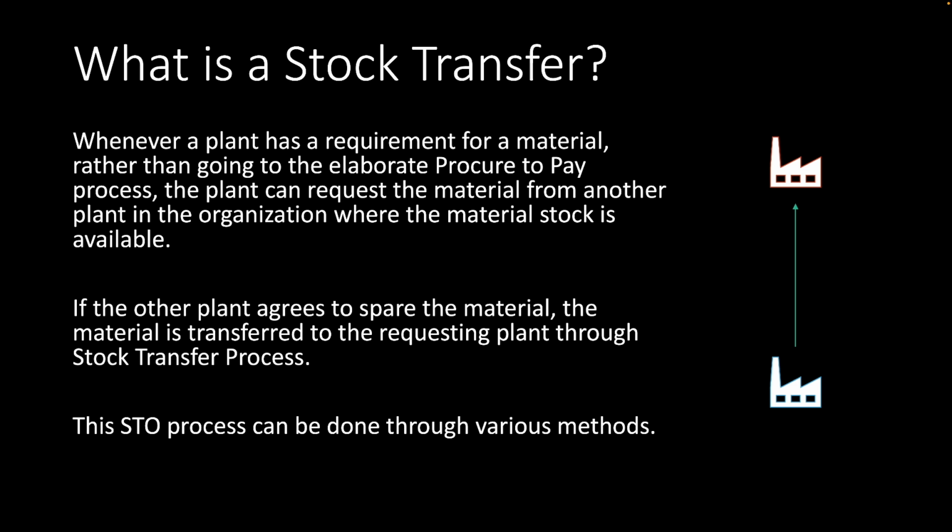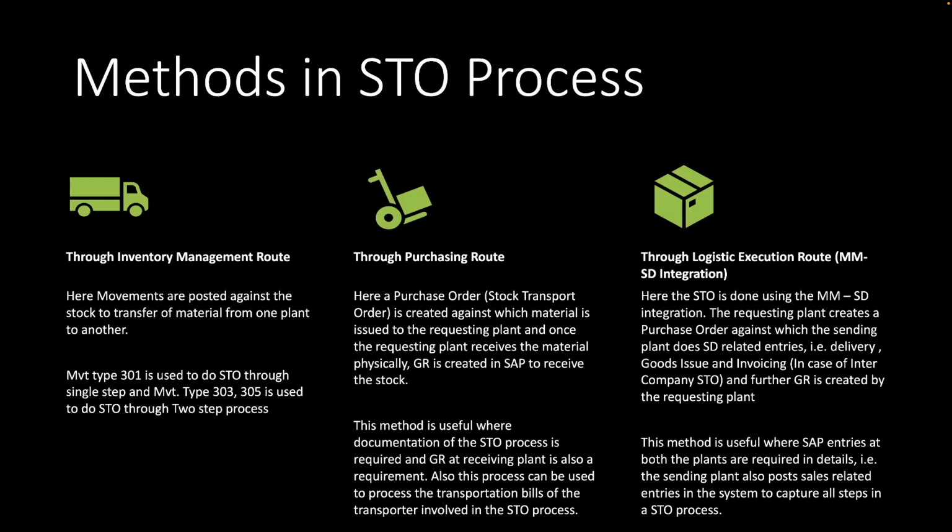Now there are various methods through which you can do this stock transfer process. So basically you have three methods. One is through inventory management route, then you have through purchasing route, and then you have through logistic execution route, that is MM and SD integration. So in the inventory management route, what you do is you simply post movement of material in SAP and the stock gets transferred. That is, you have specific movement types through which you will transfer the stock from one plant to another. Now, if you want to do in one step, then you have movement type 301. If you want to do in two steps, then you have movement type 303 and 305. We'll be discussing this step in detail.